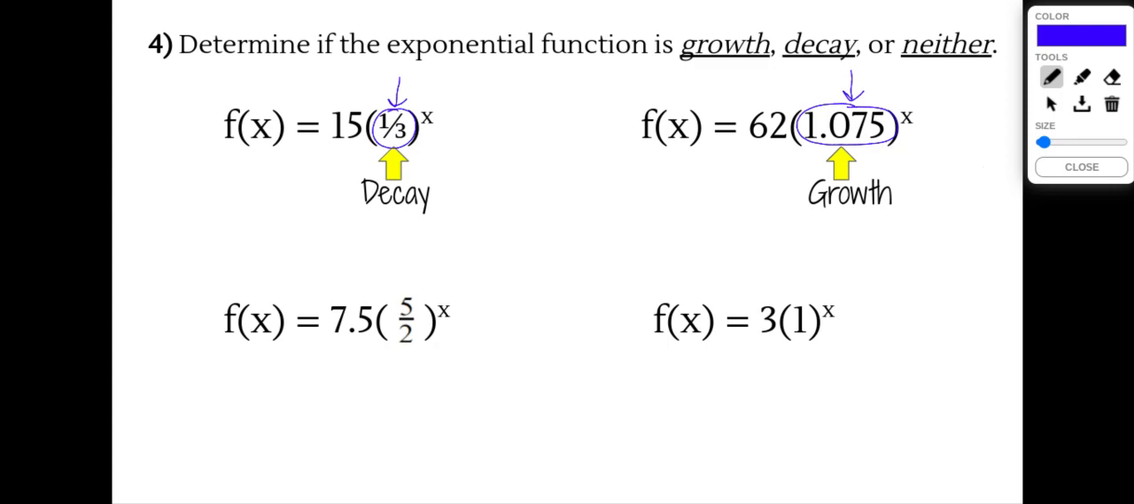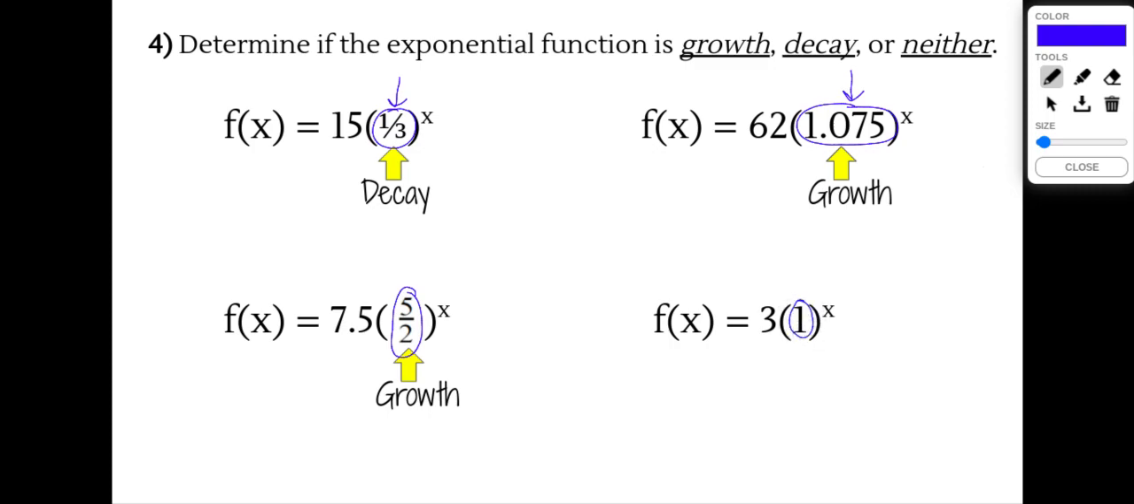Okay, let's go down here to this one. 5 halves. Is it growth or decay? Well, 5 halves, yeah, it's a fraction, but the fraction is bigger than 1. It's actually 2.5. So that's going to be growth because it's bigger than 1. All right, then this last one.